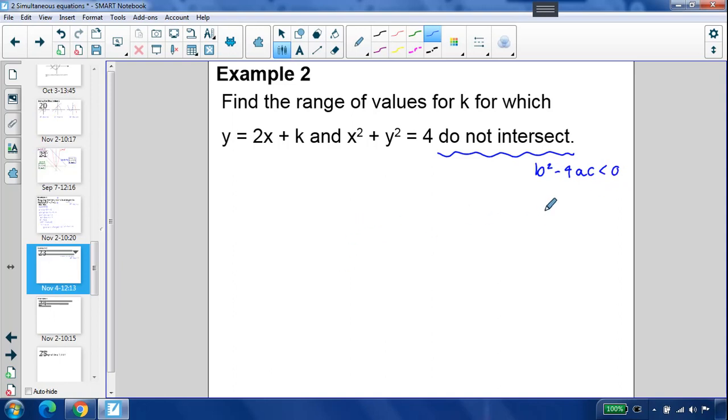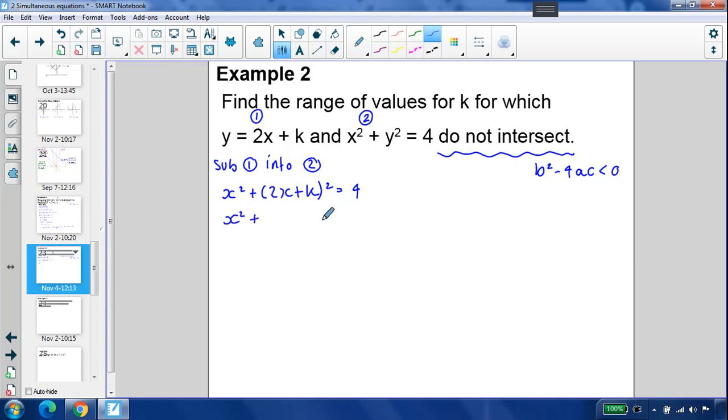So the discriminant of the resulting quadratic is going to be less than 0. And we're not asked to show that, we're asked to find the range of values for k. So we're actually going to be solving the quadratic inequality when we get to this stage and finding the range of values. So let's start by substituting. Sub equation 1 into equation 2. So I'll have x squared plus (2x plus k) squared is equal to 4.